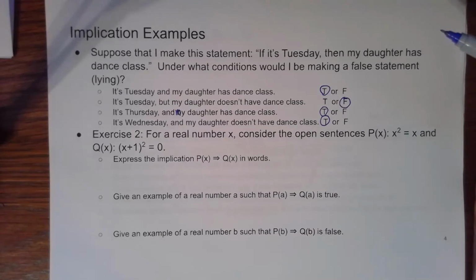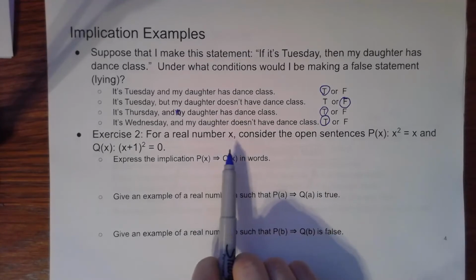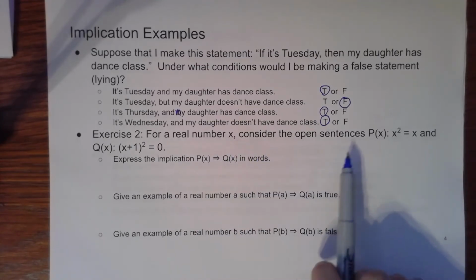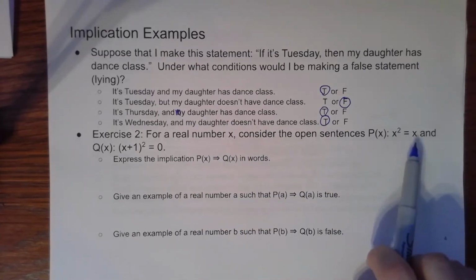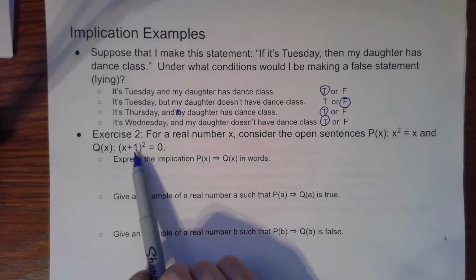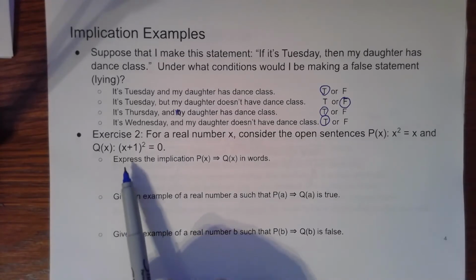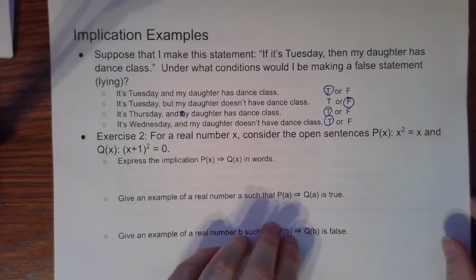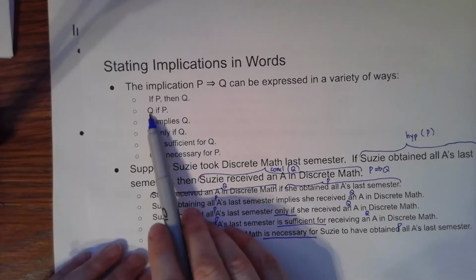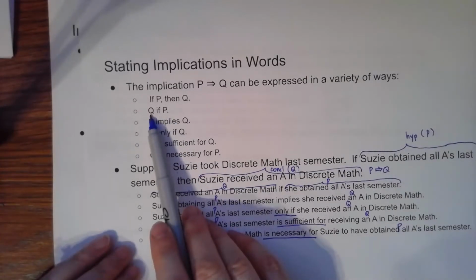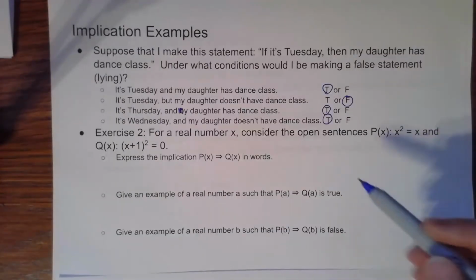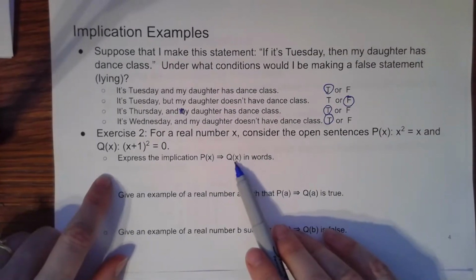Okay, so let's look now at an example. So we've got a real number x, and we have some open sentences. So p of x is x squared equals x, and q of x is (x plus 1) squared equals 0. Okay, so we want to express the implication in words. So let's go back to this page back here. Let's maybe pick one of the tricky ones, like Q if P, where the conclusion comes first and then the hypothesis. Okay, so let's do this as Q if P.